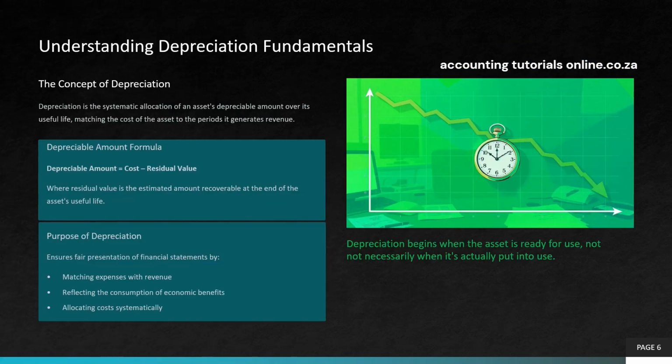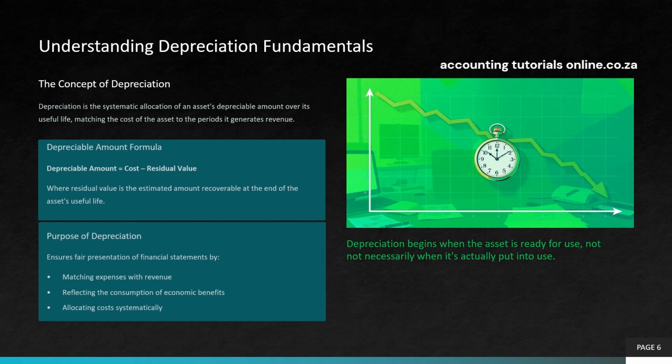The concept of depreciation. Depreciation is the systematic allocation of the asset's depreciable amount over its useful life, matching the cost of the assets to the period in which it generates revenue. What is the depreciable amount? The depreciable amount is the cost minus the residual value, and the residual value is the estimated amount recoverable at the end of the asset's useful life.